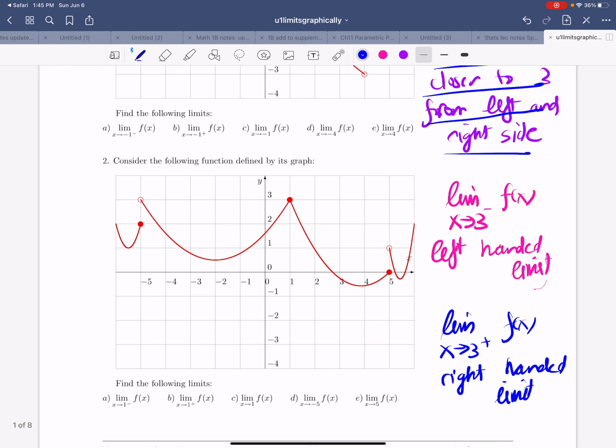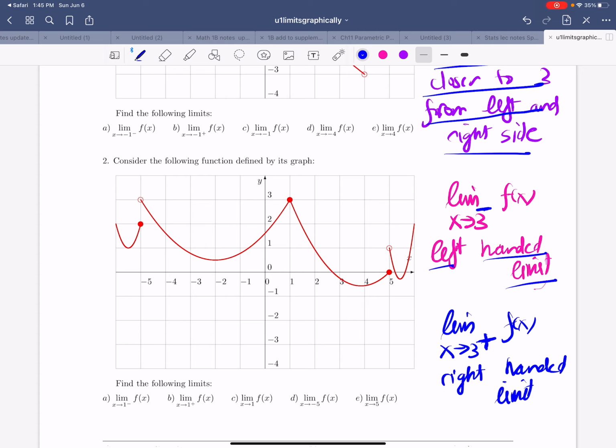Limit as x approaches 3 with a negative sign on the top right of 3, f of x, this is a one-sided limit. This is called the left-handed limit. So what value does y get closer and closer to when we're getting closer and closer to 3 from the left-hand side? And if you have a plus sign over here, that would be the right-handed limit.